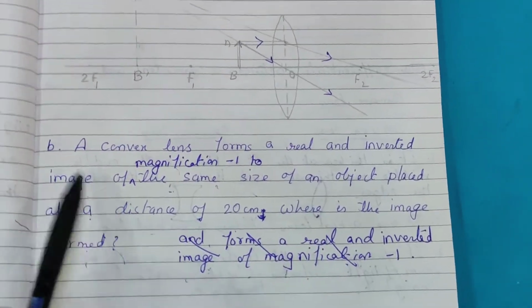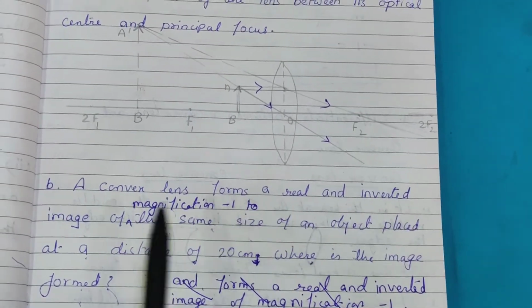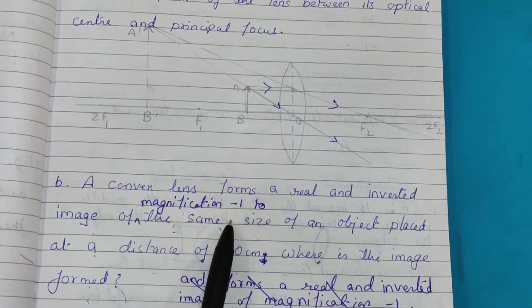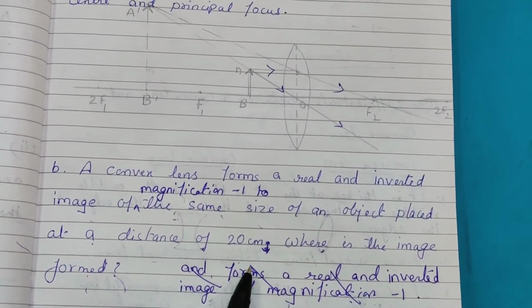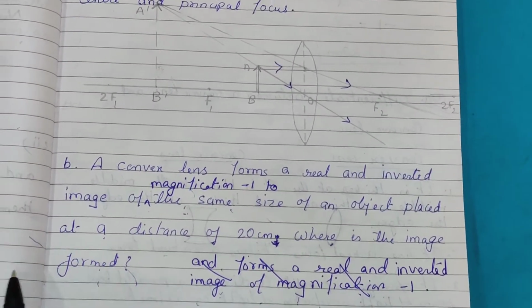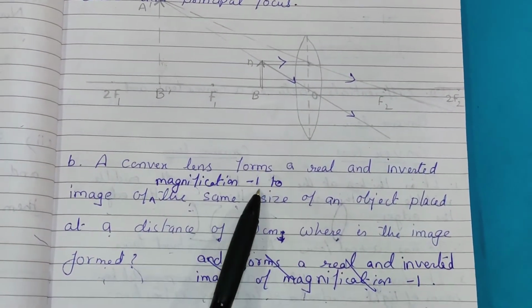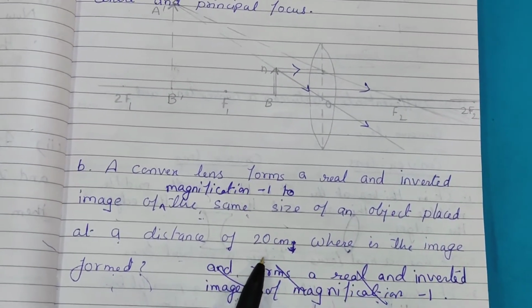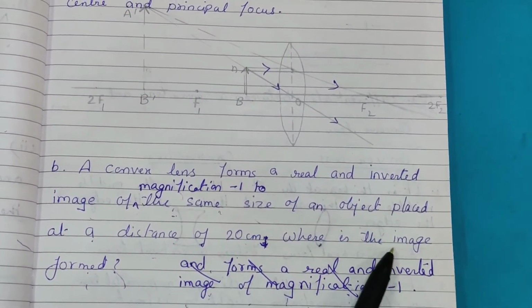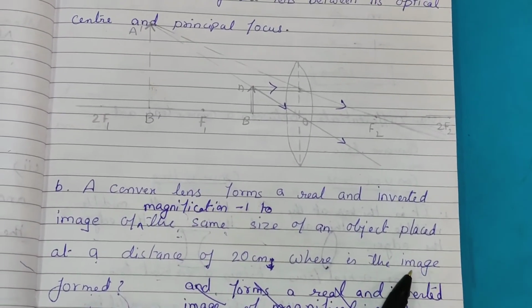So our next B part question is, a convex lens forms a real and inverted image of magnification -1, the same size as an object placed at a distance of 20 cm. Where is the image formed? What has been given? Magnification is given as -1. Size of the object is the same, and the distance is 20 cm. We have to find the distance of the image. Where is the image formed means we have to find v.